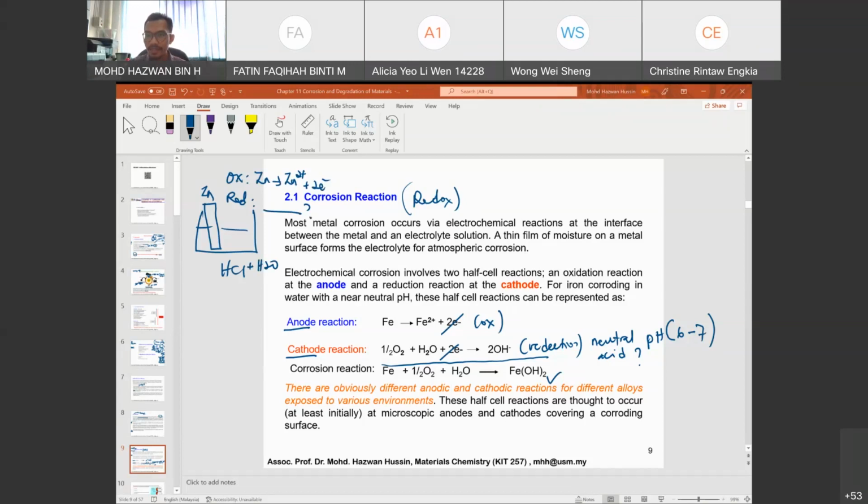Kamala, are you there? Yes, doctor. Okay, Kamala. So what will be your prediction? If you have a metal, zinc, for example, you put in a dilute acid solution, you have the oxidation process of zinc to become zinc 2 plus. So what about the reduction process? Do you think that is going to be the same as this one or it will be different?